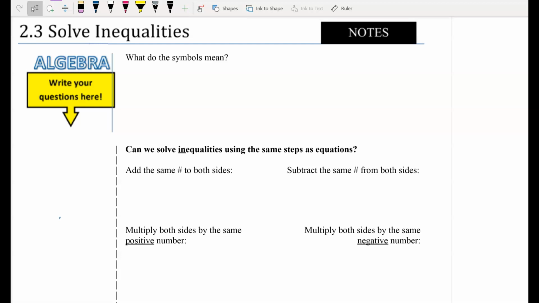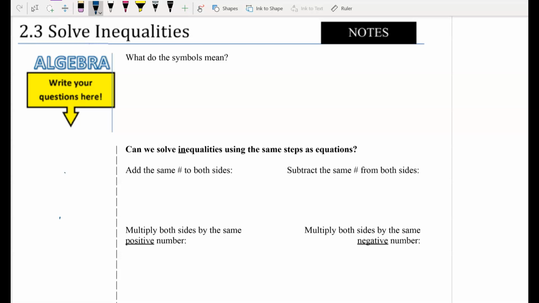In lesson 2.3, we're going to solve inequalities. I wonder if we'll be able to use some of the same strategies that we used for solving equations in the last lesson. Before we look at that, let's review what the symbols mean.